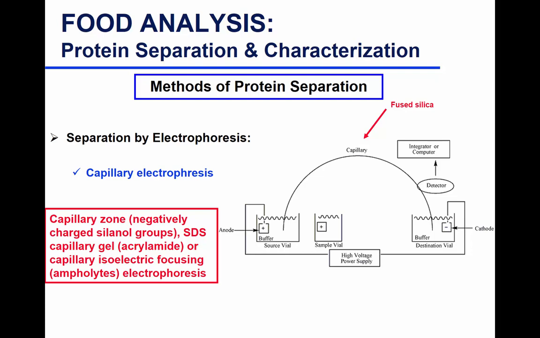Detectors here can be the same as HPLC detectors. The most common one that we have is the light scattering detector. You can also have capillary isoelectric focusing, so you will be separating them based on the isoelectric point of the protein.